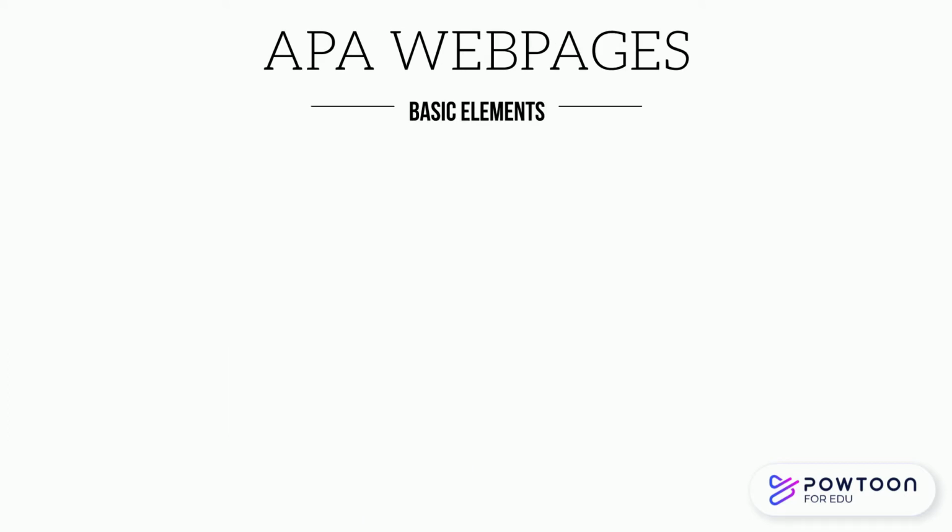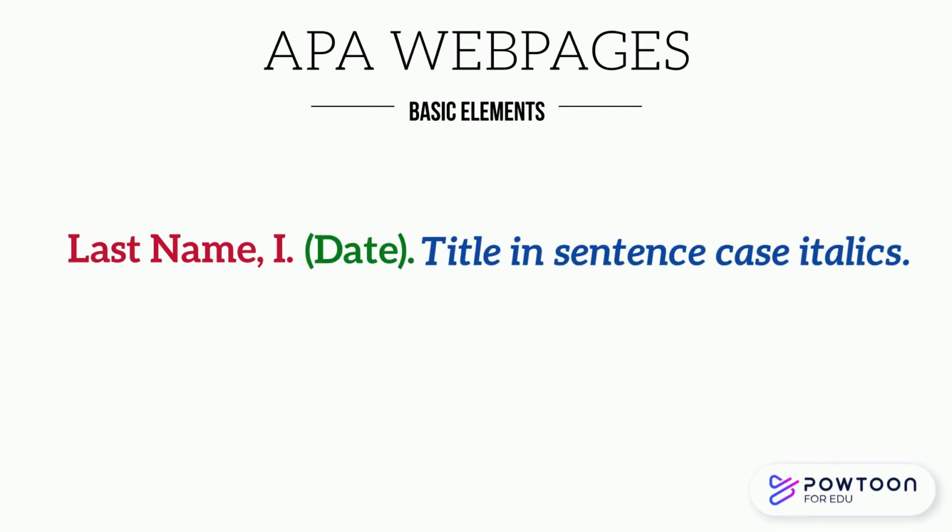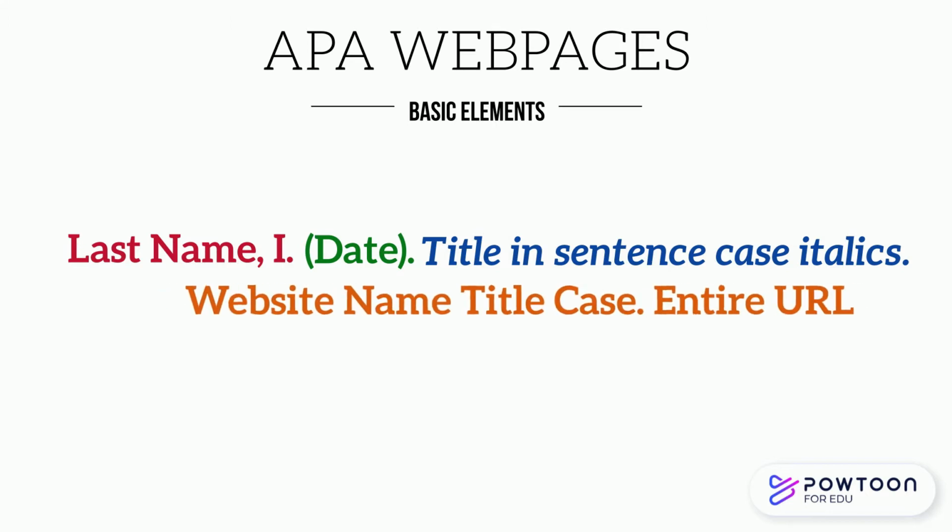The basic format for any website is author, date in parentheses, title of page in sentence case italics, name of the website in title case regular font, and the URL. This is different from other examples seen so far in that the title is italicized and the source is not.